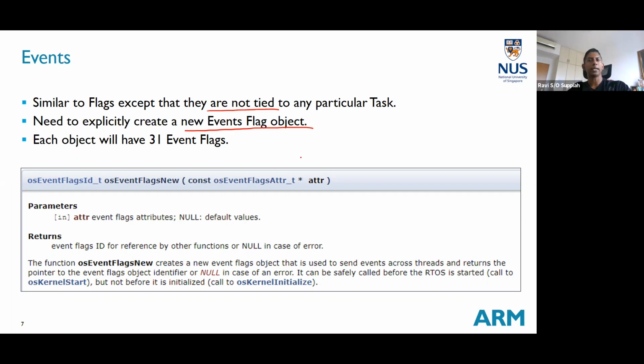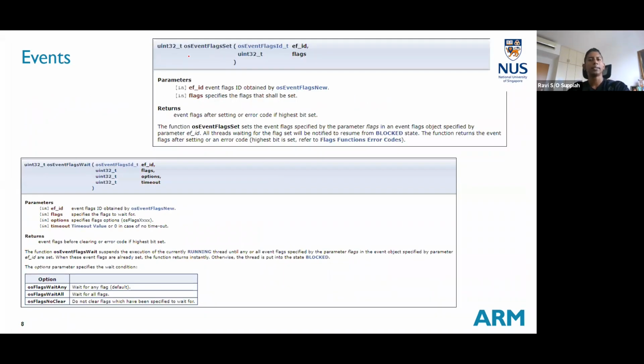So the idea is exactly the same as thread flags. You have 31 event flags. The only difference is it is not tied to any task. So you first need to create it by calling event flags new. Then you can set and you can wait. So the behavior is the same.